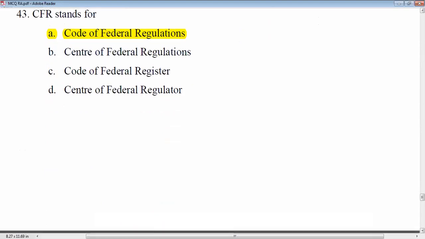CFR stands for: option A is Code of Federal Regulations, option B is Center for Federal Regulations, option C is Code of Federal Register, option D is Center for Federal Regulator. So the correct answer is option A, that is Code of Federal Regulations.